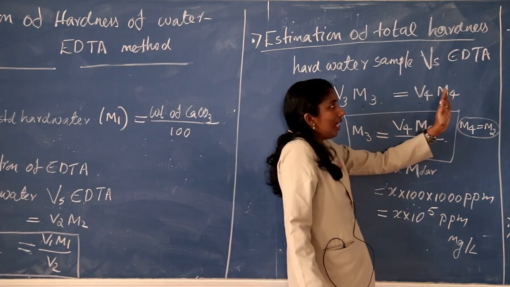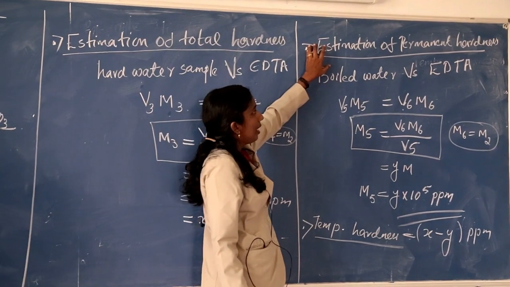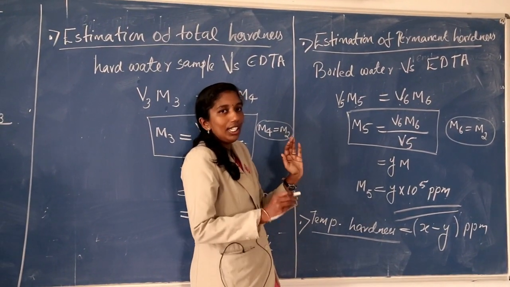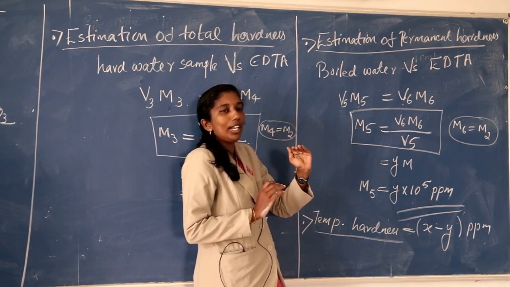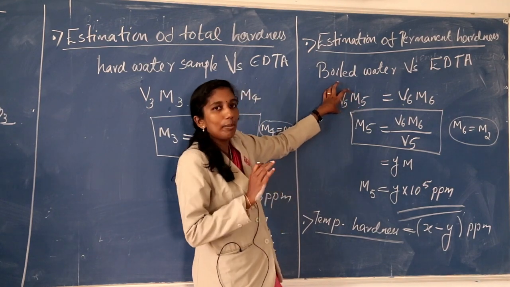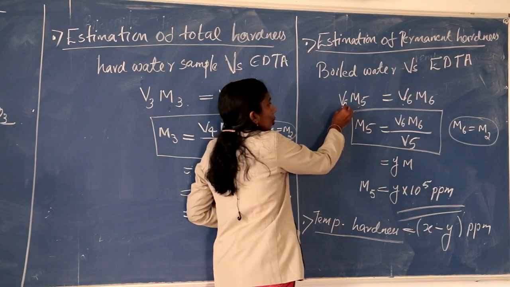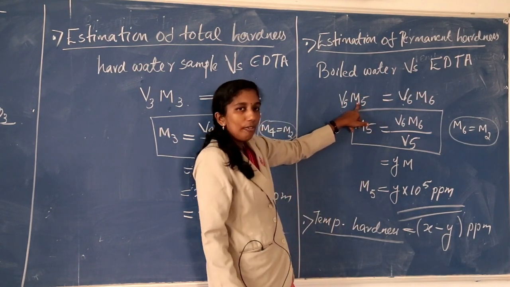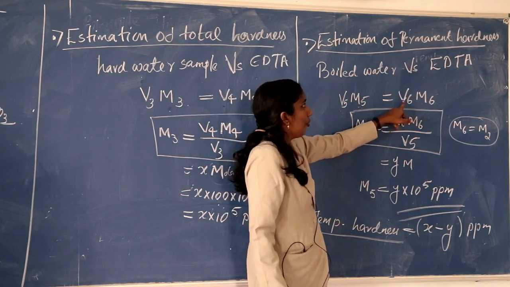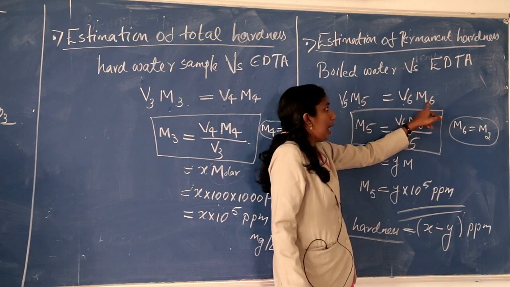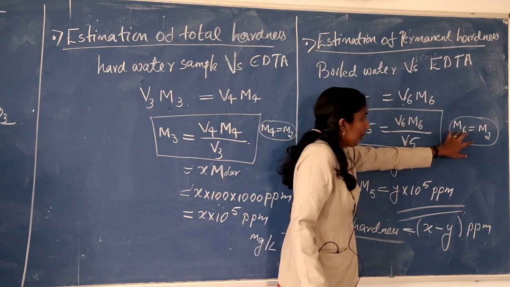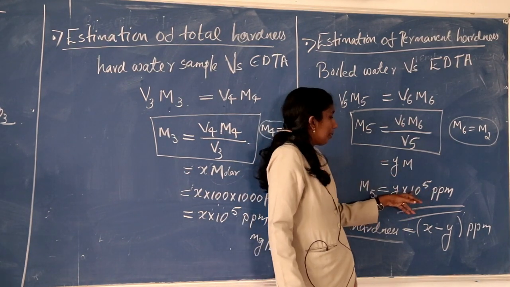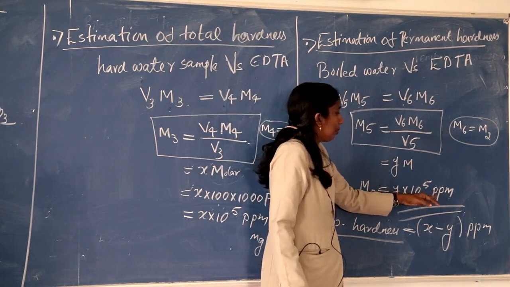Okay. Then next one, estimation of permanent hardness. To estimate permanent hardness, what do we do? We boil the hard water sample to remove temporary hardness. Then we filter the boiled water and make up the filtrate to 100 ml. From it we take some volume for the titration in the conic flask, that is the volume of boiled water, V5, against EDTA. V5 is the volume of boiled water, M5 is the strength of boiled water, which is the hardness to be found. V6 is the volume of EDTA, that is the end point. M6 is the strength of EDTA, same EDTA solution, therefore M6 is equal to M2. Then we get this represented as Y molar, to convert to ppm multiplied with 10 to the power of 5. So M5 is equal to Y into 10 to the power of 5 ppm.